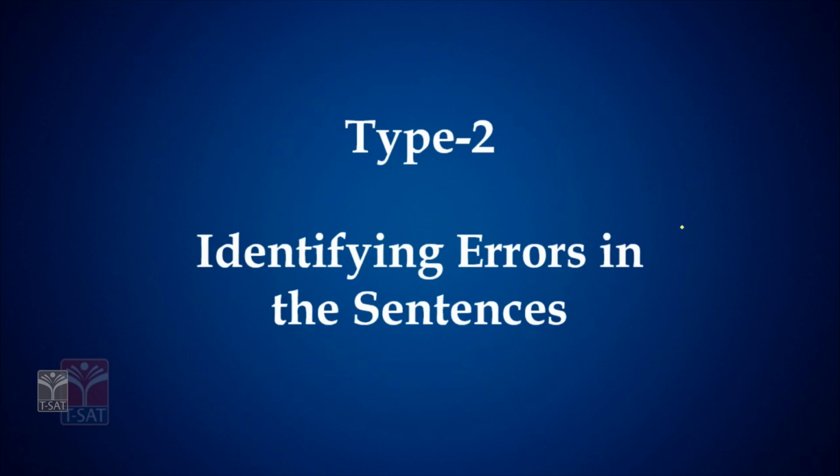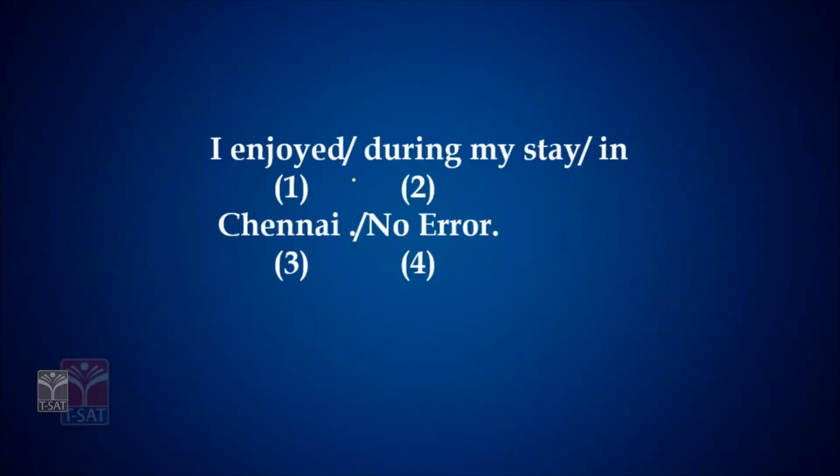Type 2, identifying errors in the sentences. So, in this section, a sentence is given and a particular part of the sentence needs to be corrected, and the sentence is marked 1, 2, 3 and 4. Sometimes the sentence may be correct, so maybe no error, we will have to see. So, see the one, I enjoyed during my stay in Chennai.